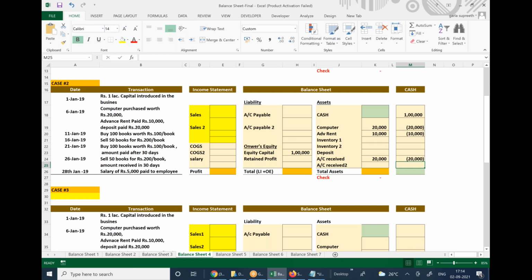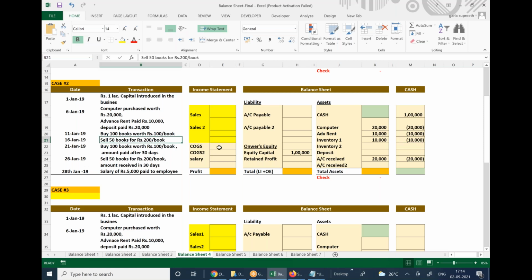11th Jan, I purchased 100 books worth rupees 100. Inventory will be equals 100 into 100. Let's see whether you guys are correct. Let me finish quickly. I purchased 100 books worth rupees 100. How did I pay? Obviously, I paid from my pocket. It doesn't say credit. So that means how much money goes out of my pocket? 10,000.